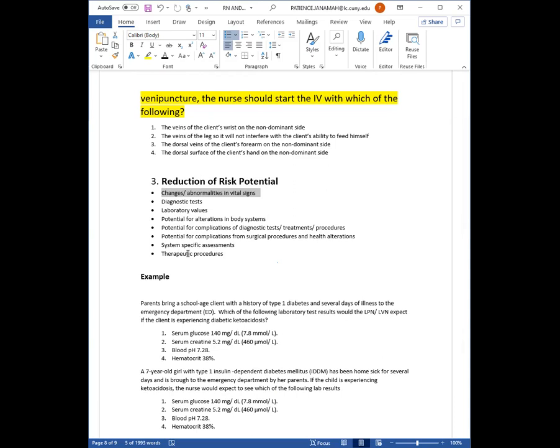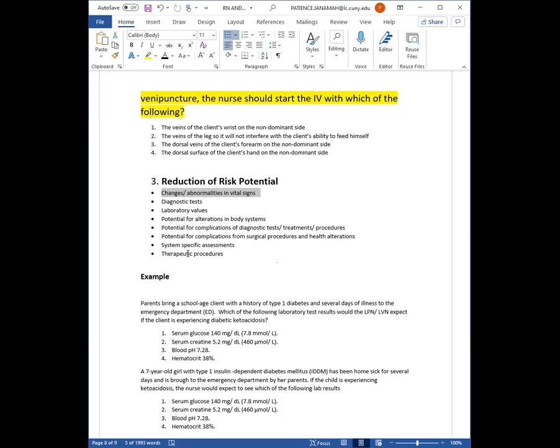Diagnostic test. That's why when I pick a topic, I talk about the diagnostic testing that will be done for that particular topic. Lab results or lab values. Potential for alterations in body systems. Potential for complications of diagnostic tests, treatment or procedures. Potential for complications for surgical procedures and health alteration.